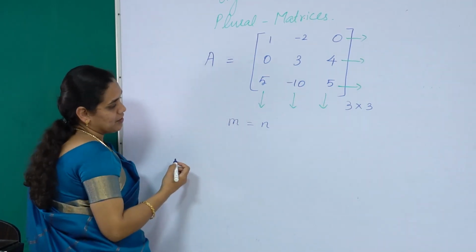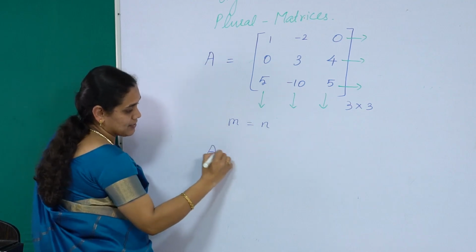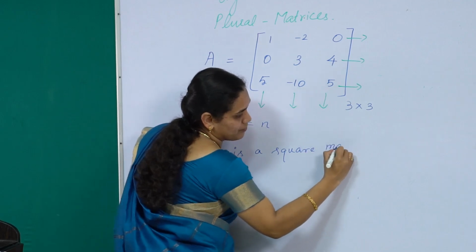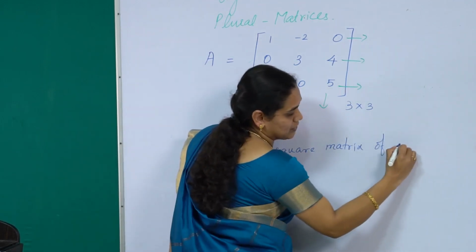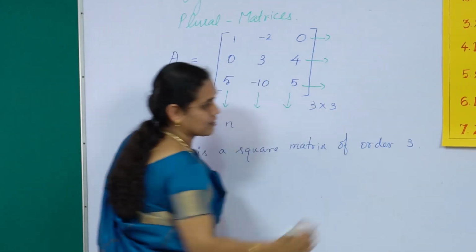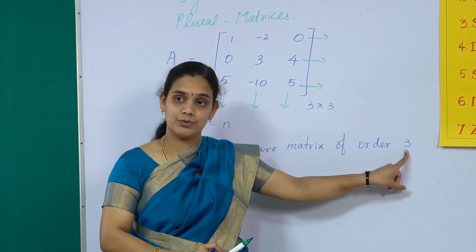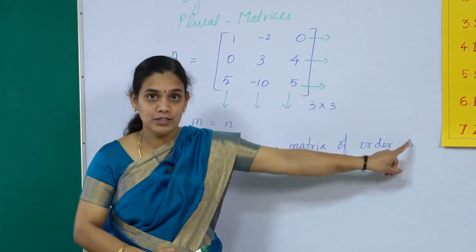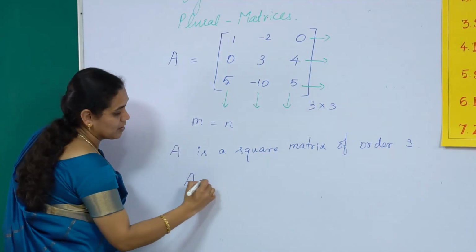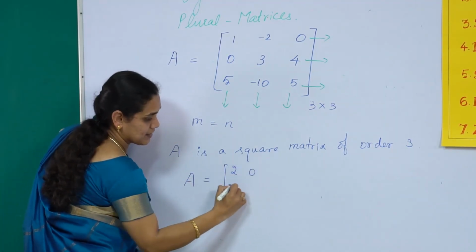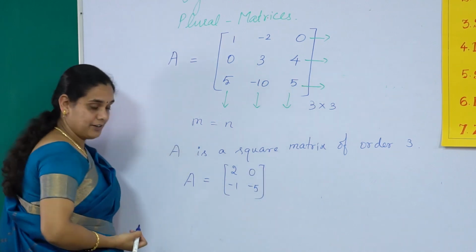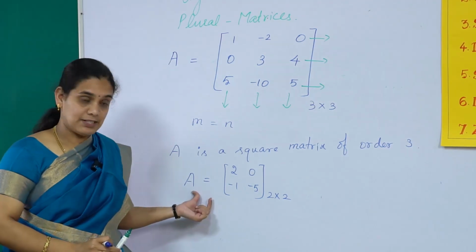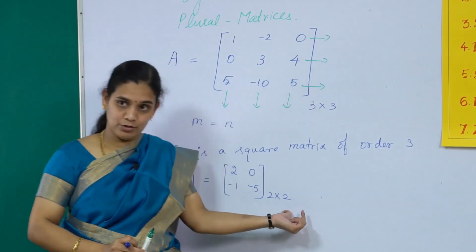If these two are equal, then we say this matrix is a square matrix. In a short way, we can say A is a square matrix of order 3. This will do. We don't need to mention the rows and columns separately. If we take another matrix like this, then here the order is 2 by 2. Then we can call this matrix a square matrix of order 2.